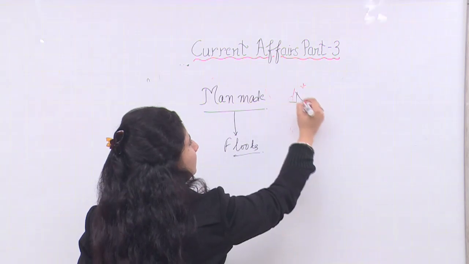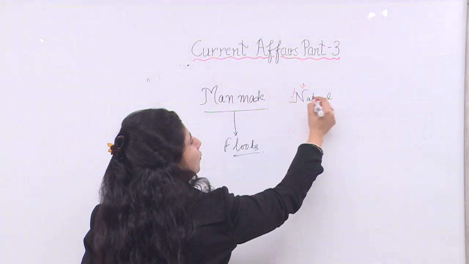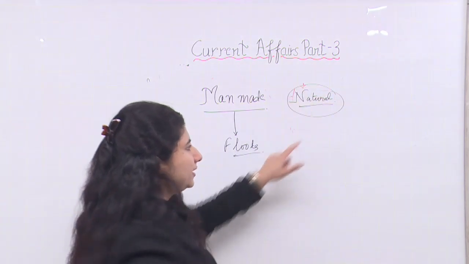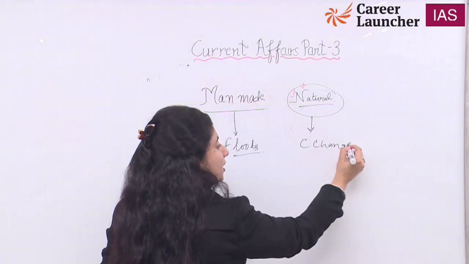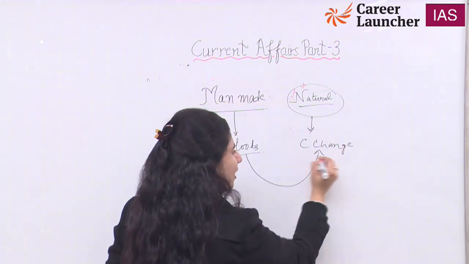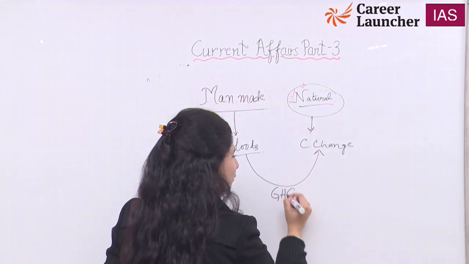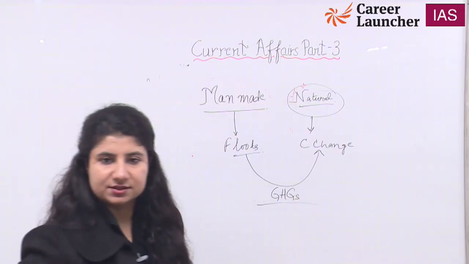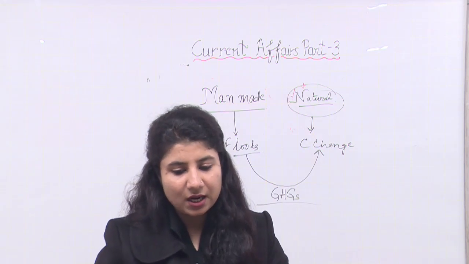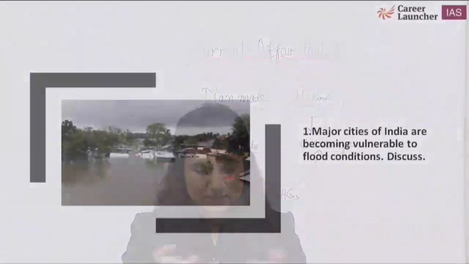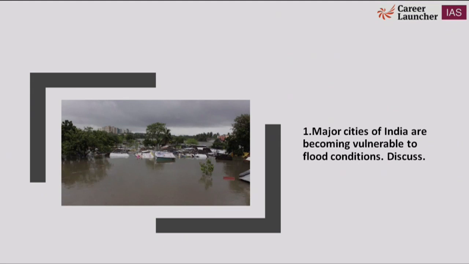Obviously, when you say natural, the idea that comes to you is of what? Natural will be only climate change. But this climate change is also being supplemented by our own efforts, because we are adding to the global greenhouse gases. Aren't we doing this? Yes. Major cities of India are becoming vulnerable to flood conditions. Let's see the condition of floods in our country first, then we will try to conclude why most of the important cities of our country are becoming susceptible to more flood-like conditions.